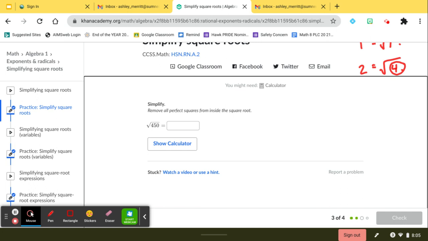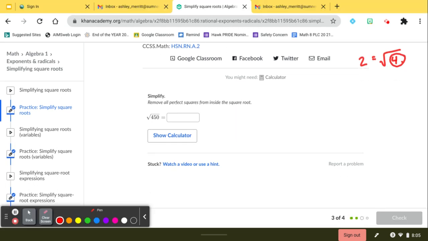So I know that I can change 450. I can divide that by 25, which is a perfect square, and I would get 18. So the square root of 450 is the square root of 25 times 18, which is the square root of 25 times the square root of 18. The square root of 25 is 5.